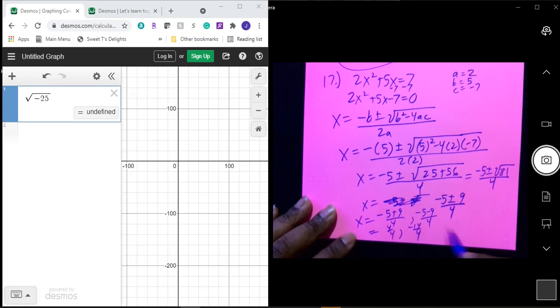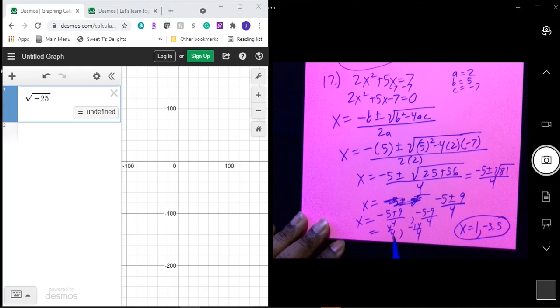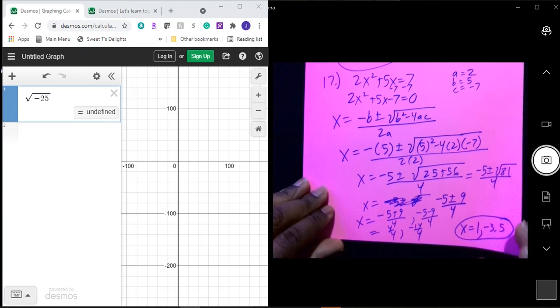Now, when we put this in our calculator, this would end up giving us x will be 1, and also x will be negative 3.5. That is your final answer, because 4 over 4 is 1, and negative 14 over 4 would give us negative 3.5. So those would be your two solutions.